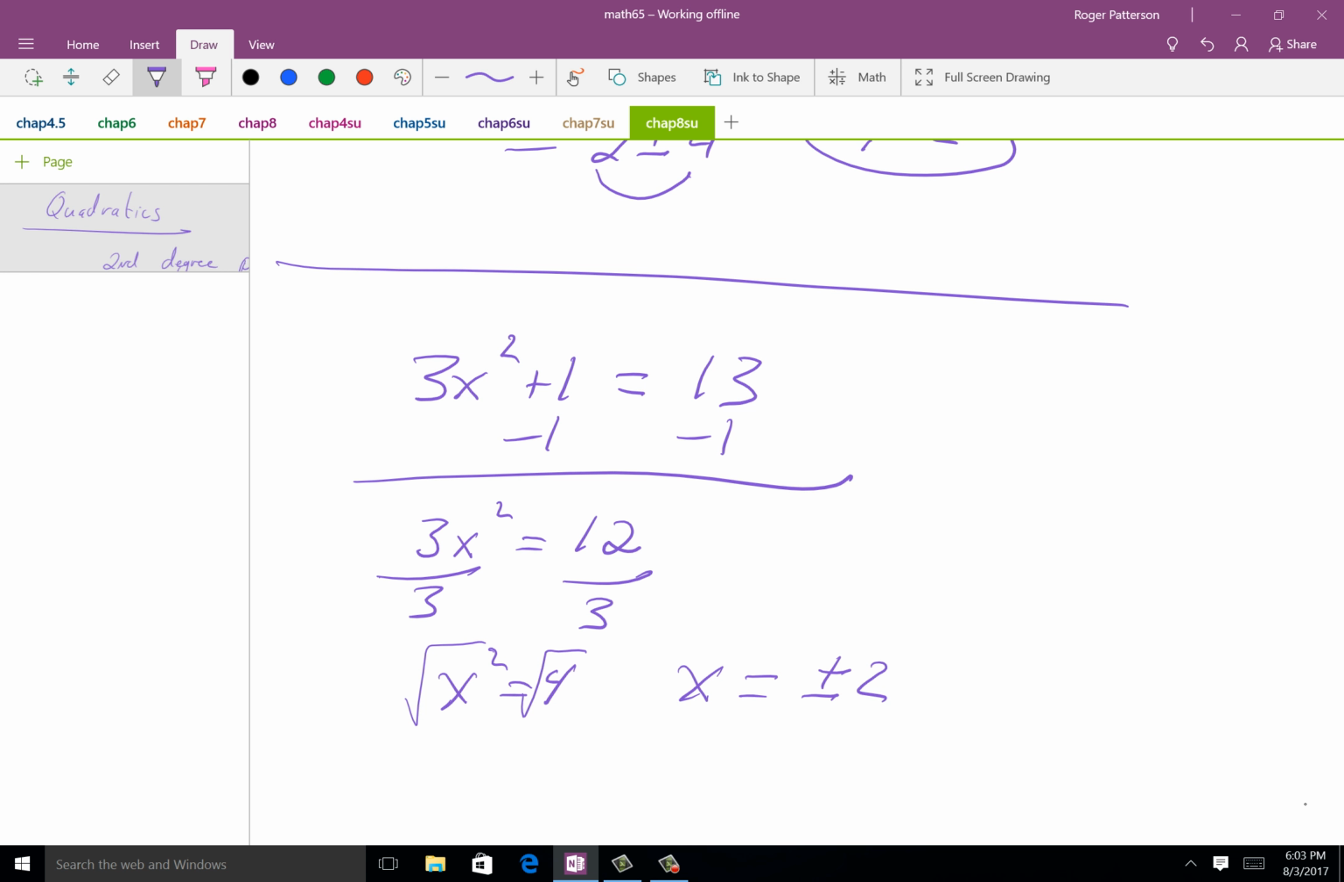Always remember that there's going to be a plus or minus. Square root of 4 is 2. You're going to have both. Every time you square root now, it's going to be a plus or minus.